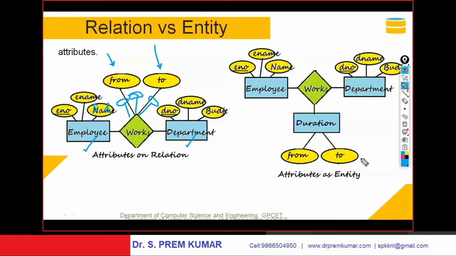This is nothing but relation versus entities. And coming to relation versus entities, both are correct. This is correct, this is also correct. The situation is when the relationship set contains more attributes. If it is one or two attributes, it is okay. If the relationship set contains more attributes, then it is better to remove all those attributes from the relationship set and form a new entity set. That is the reason this diagram can be better depicted like this. The same diagram can be depicted like this.